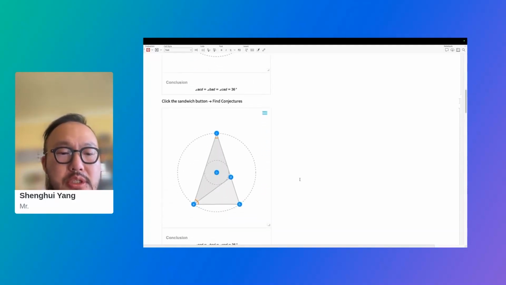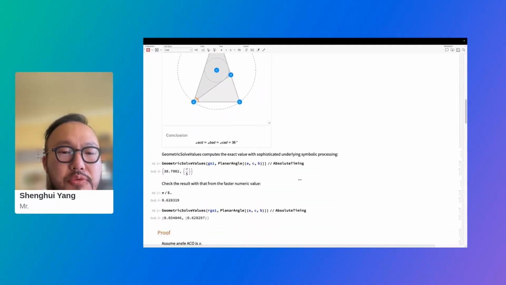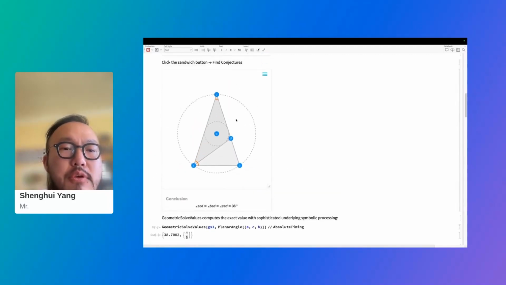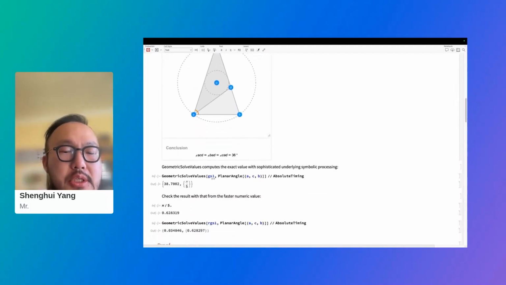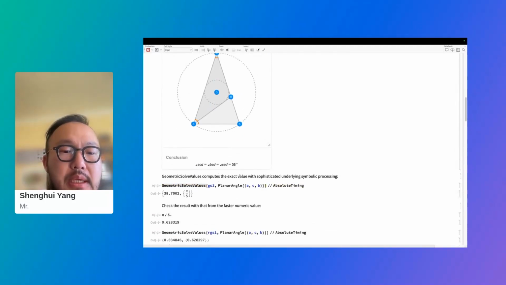And then we can just quickly go through the proof. And okay, if you don't want the scene, you can just inject the geometric scene inside the geometric solve values. It's basically the same thing, but you can specify which value you want. For example, I want ACB. And it turns out for a pure symbolic computation, it takes quite a long time, like 38 seconds, to find the value, which is pi over 5.